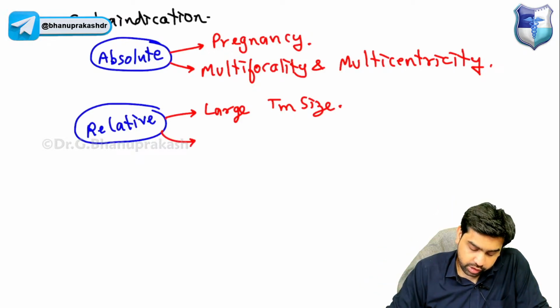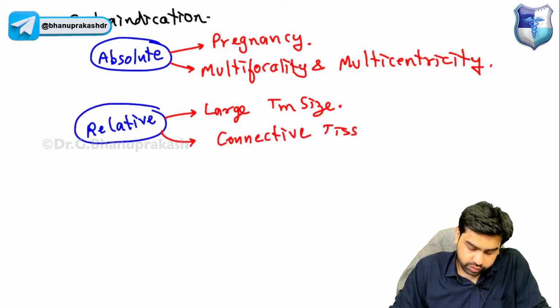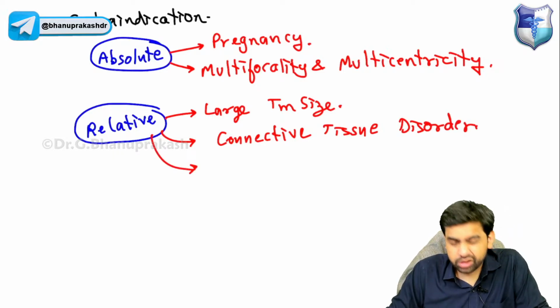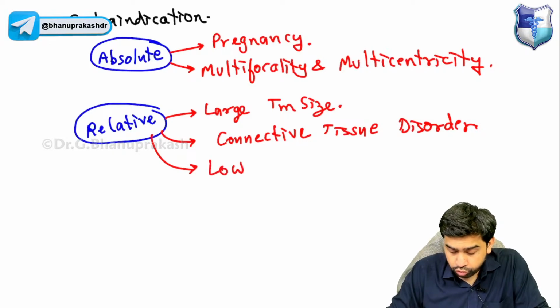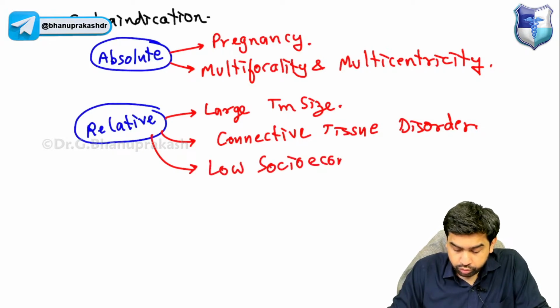Then what else? Let's say there is some connective tissue disorder. Why? Because the efficacy of the radiotherapy will be lesser in these particular patients. Then if the patient is of low socio-economic status.